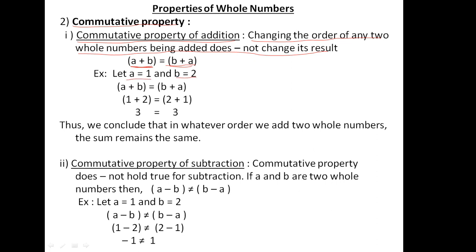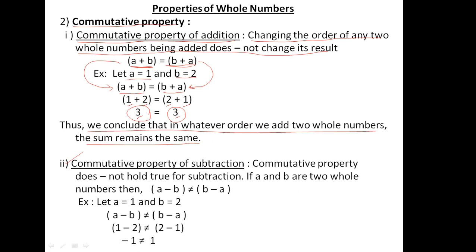Now we will solve the first one, that is LHS. LHS is a plus b. When we put the value of a as 1 and b as 2 and solve, it will be 3. Similarly, when we solve the right hand side, that is b plus a, we put the value of b as 2 and a as 1. When we add, it will be 3. Means LHS and RHS are both equal. So we conclude that in whatever order we add two whole numbers, the sum remains the same.